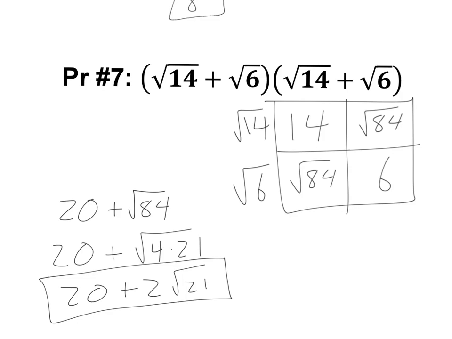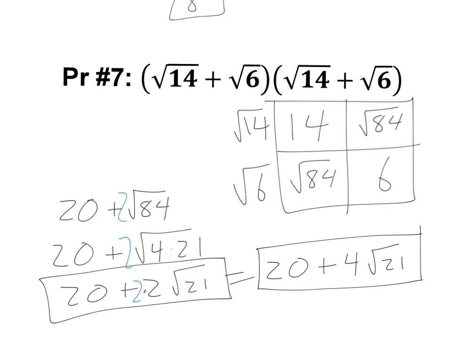Okay, when you box method, I got 14, square root of 84, square root of 84, and 6. And 14 and 6 just makes 20. And I already see a typo here. I have 2 square root 84s. And what I noticed is that there is a 4 inside of 84. So I broke it down to 4 times 21. And the square root of 4 is 2. So I really have a 2 times 2 on the outside, which means that my final answer should be 20 plus 4 square root 21.